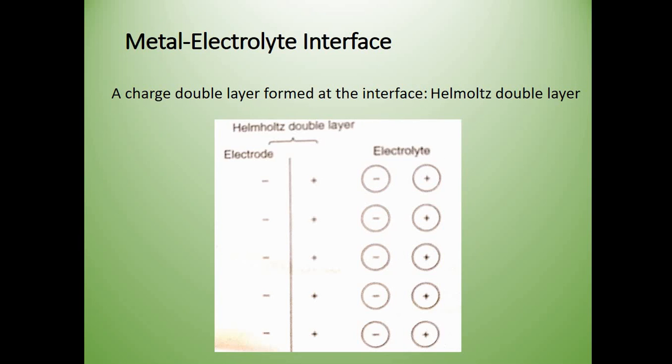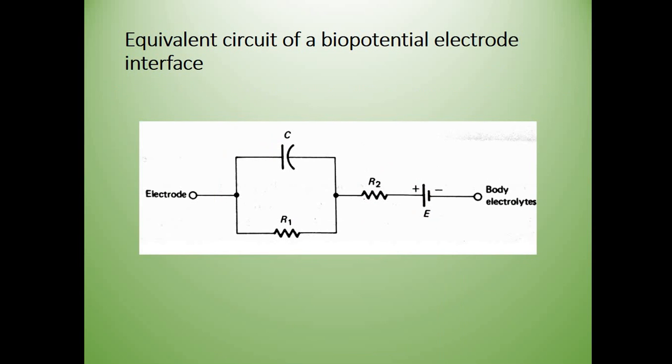Therefore, the metal-electrolyte interface appears to consist of a voltage source in series with a parallel combination of a capacitance and a reaction resistance. The voltage that is thus developed is called a half cell potential. So this is the representation of the electrode-electrolyte interface.